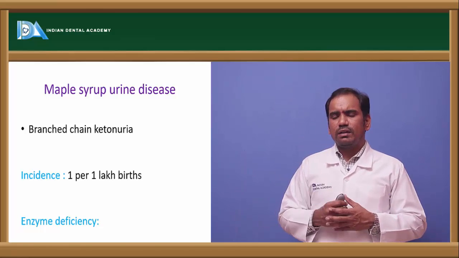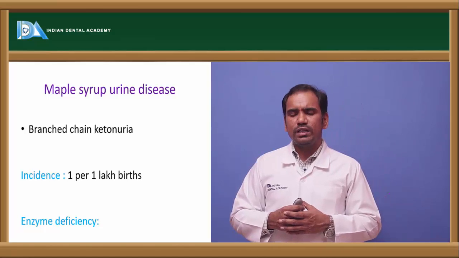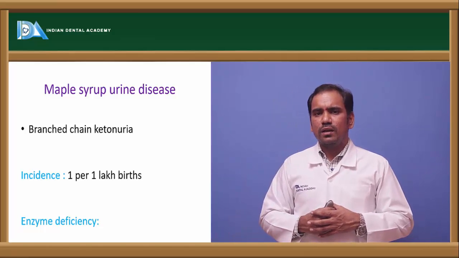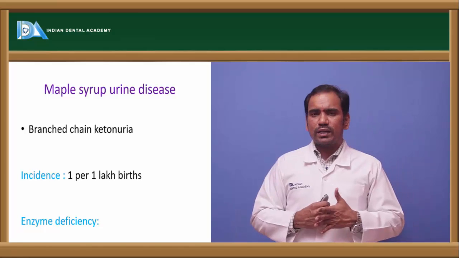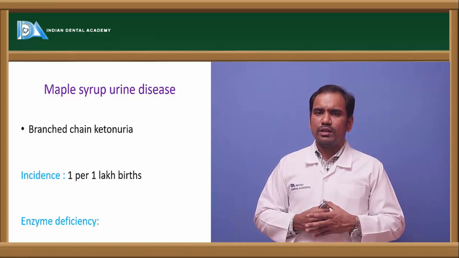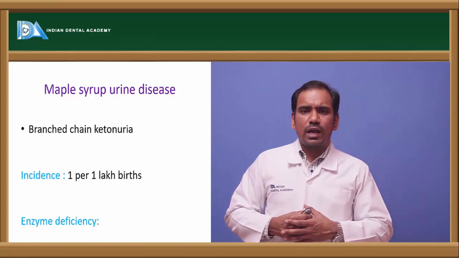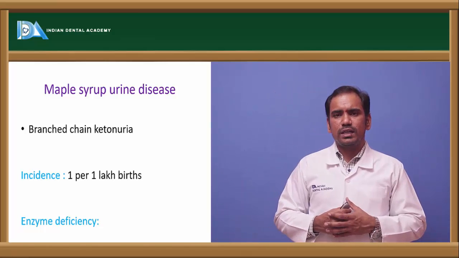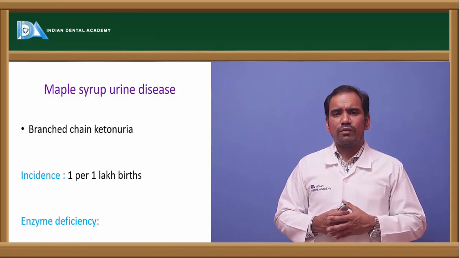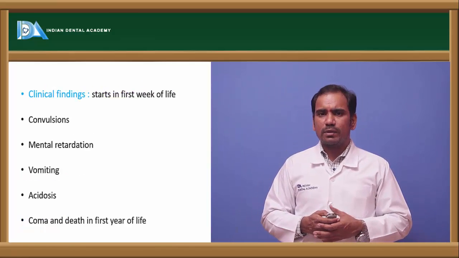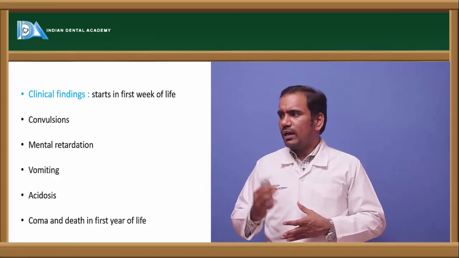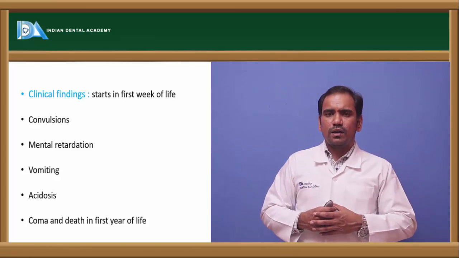Whenever there is a defect in the enzyme which is concerned with the metabolism of these branched chain amino acids, it leads to a most important disorder called maple syrup urine disease. Here the incidence is 1 per 1 lakh births, and the enzyme deficiency in maple syrup urine disease is alpha keto acid dehydrogenase. That alpha keto acid dehydrogenase deficiency leads to maple syrup urine disease. The corresponding alpha keto acids are accumulated, and that is the main reason behind MSUD.